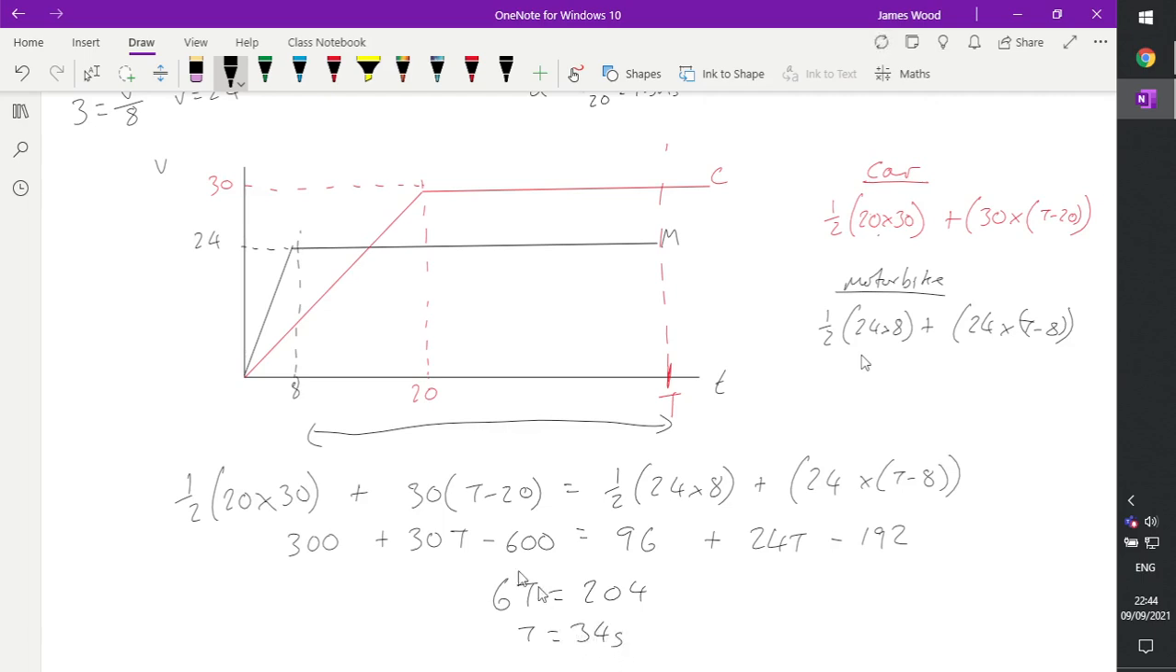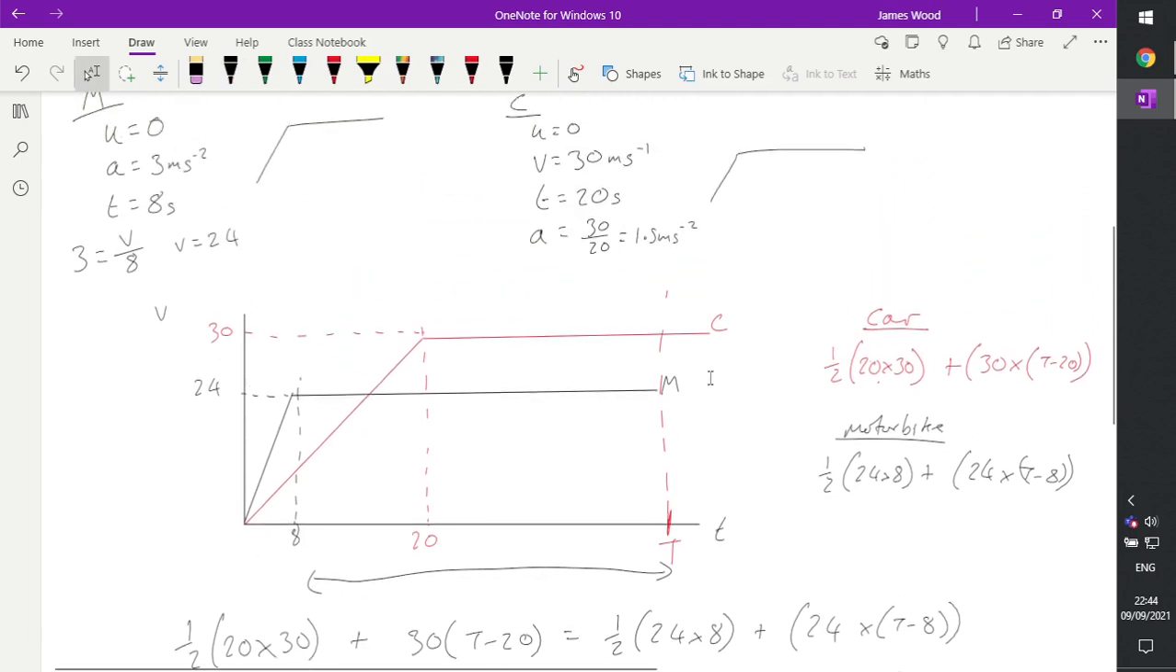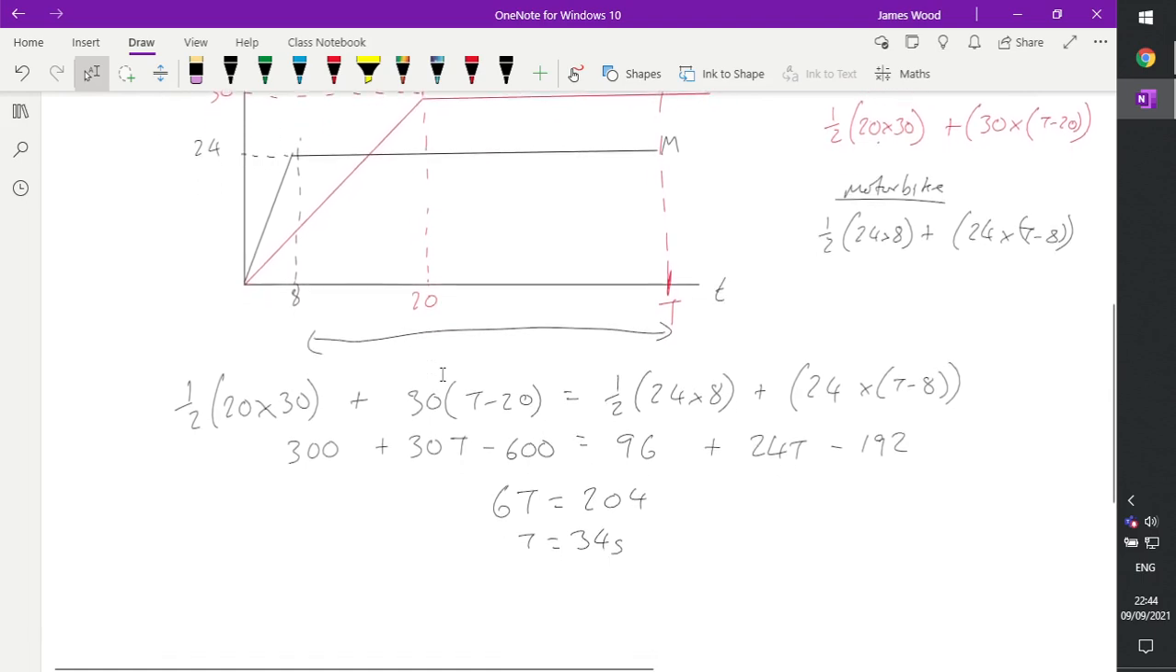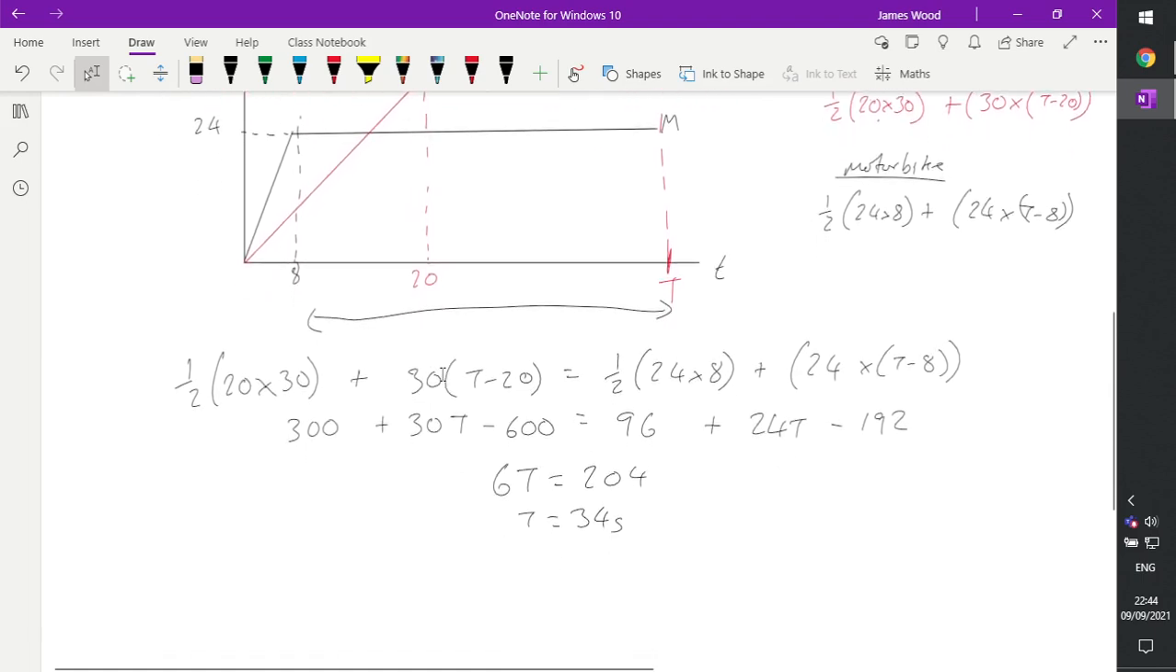So what this means is that after 34 seconds, the areas underneath these two graphs are the same. So they would be in the same position after 34 seconds. Now, that's not quite what the question asked. It asked how far. So we've now just got to substitute that into one of our expressions. So I'm going to substitute that into this motorbike one, I think.